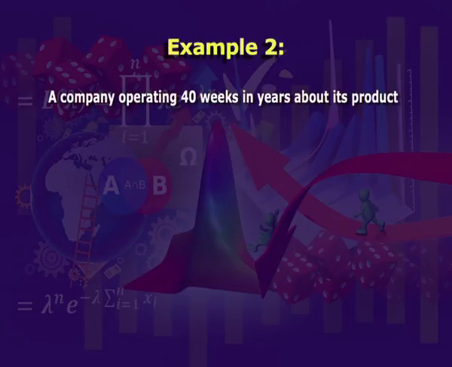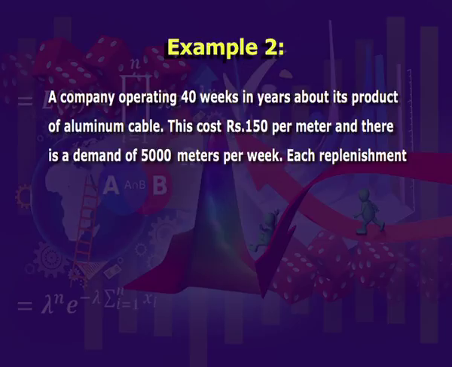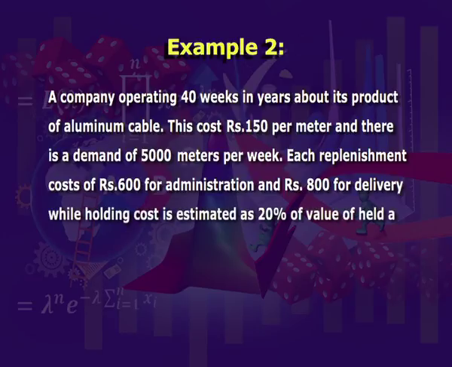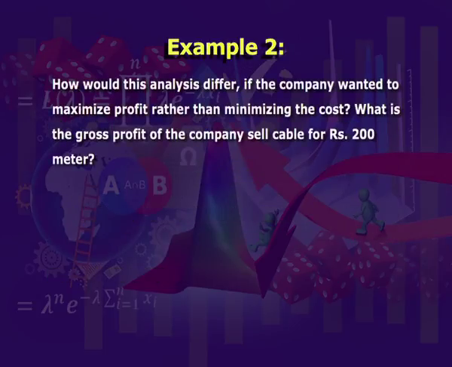A company operating 40 weeks in a year buys its product, aluminium cable. This costs rupees 150 per meter and there is a demand of 5000 meters per week. Each replenishment costs rupees 600 for administration and rupees 800 for delivery, while holding cost is estimated as 20% of value of stock held a year. Assuming no shortages, what is the inventory policy of the company? How would this analysis differ if the company wanted to maximize profit rather than minimizing the cost?